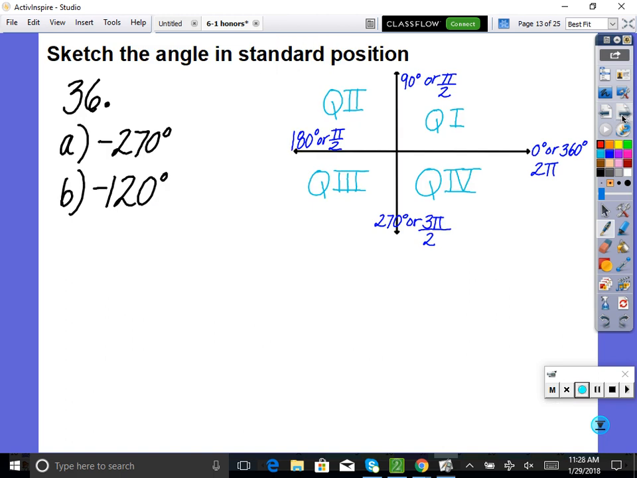Okay, cool. Let's do these. Okay, let's answer these questions. It says, sketch the angle in standard position. This is literally on the test. So watch what I would expect. So it says, sketch the angle in standard position.